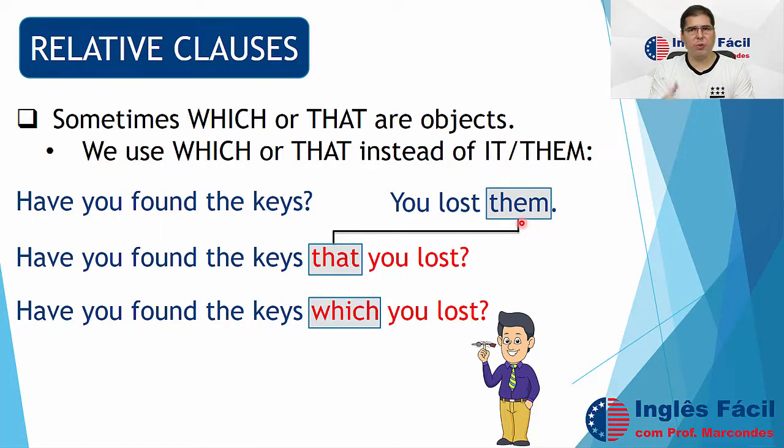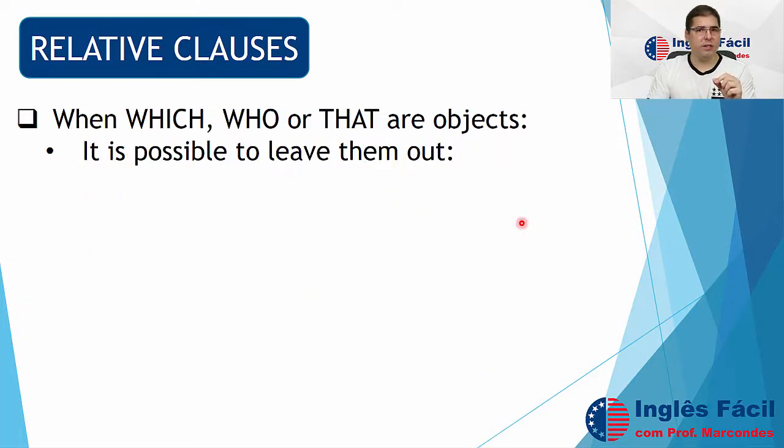So what is the difference? Why are we seeing this? It's implied, right? No, there is one important difference. What is the difference? When which, who, or that are objects, it is possible to leave them out. So in these cases, when we are replacing an object and not the subject of the sentence, it is possible to leave them out. It is possible not to use who, not to use which, or not to use that. Okay, let's see some examples here.